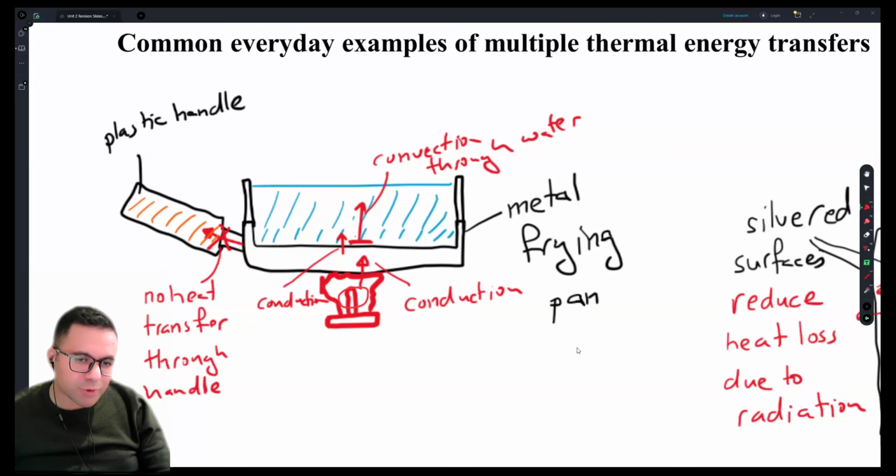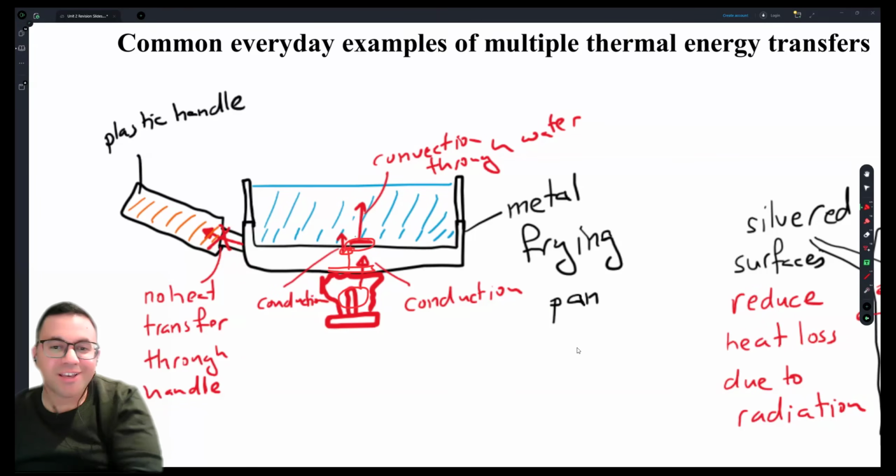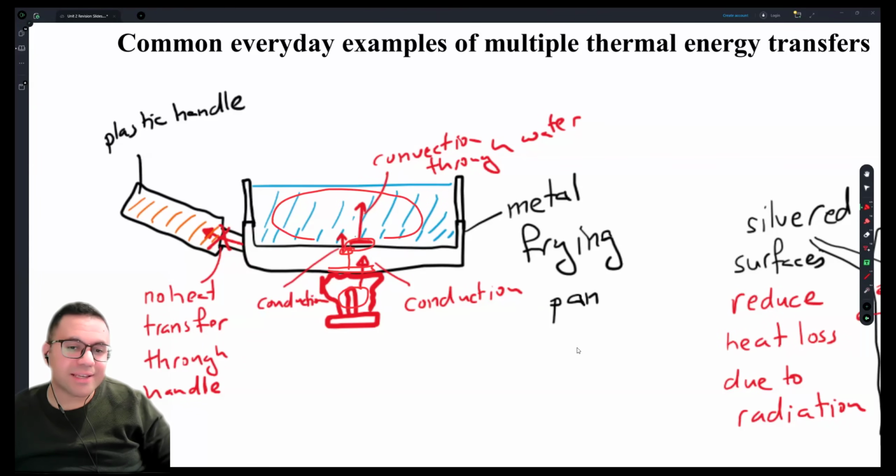From the flame to the metal, that's conduction. To the pan, that's conduction. Through the metal, that's conduction. From the metal to the liquid, that's also conduction. But throughout the liquid itself, that's what? Convection. So you need to identify which process happens where specifically.